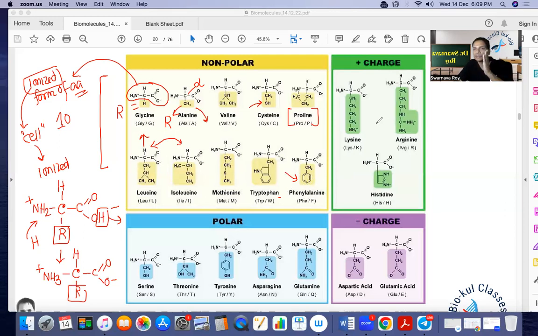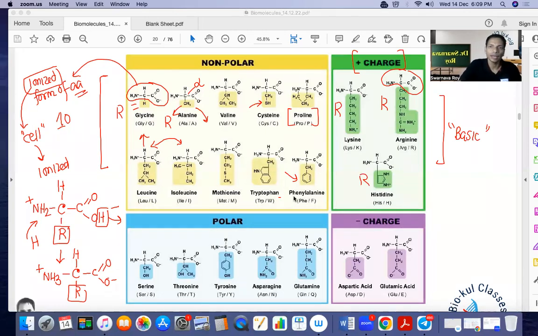Then we come to the positively charged amino acids, which are also called the basic amino acids. So they have basic properties. We have lysine, this is the entire R group. Arginine, again, this is the R group. This part is the common part. And then we have histidine, right?